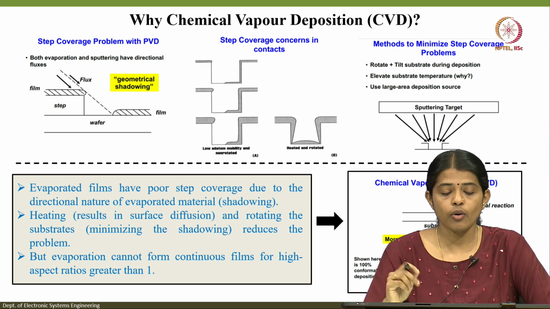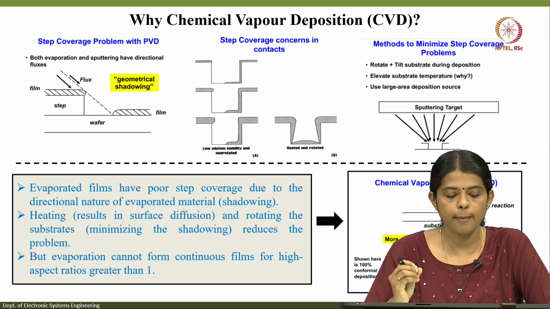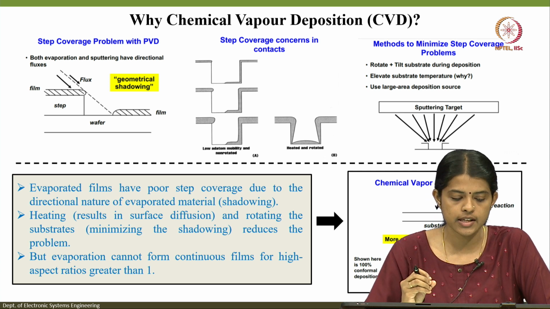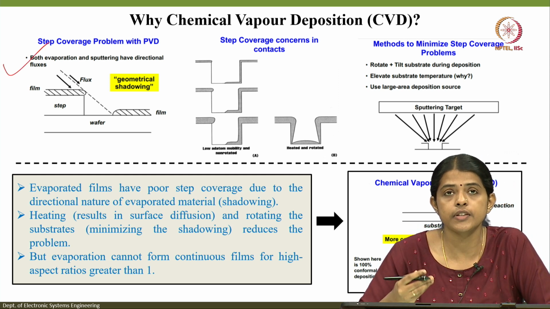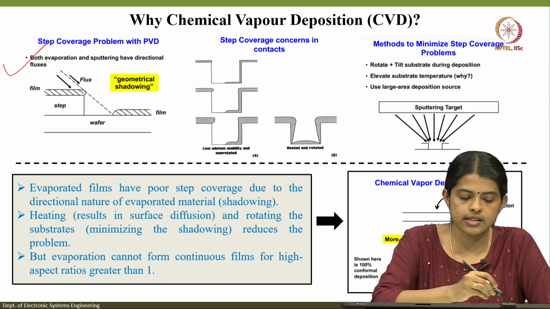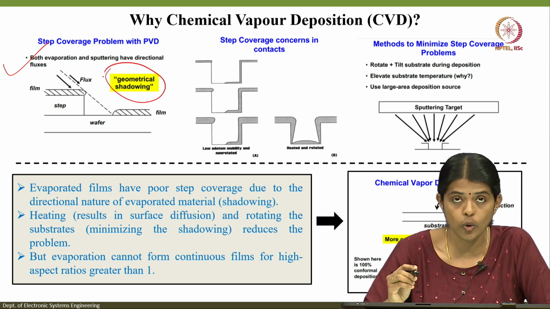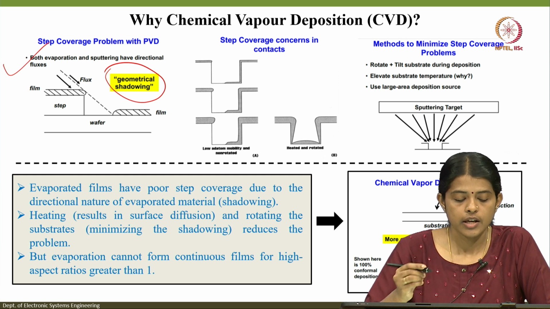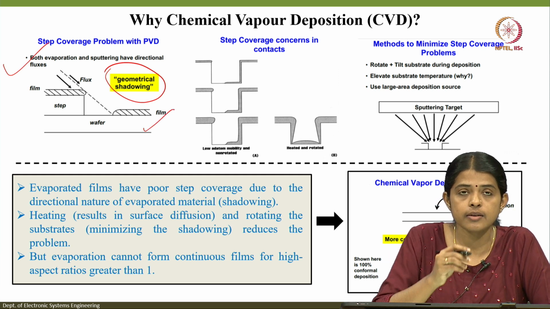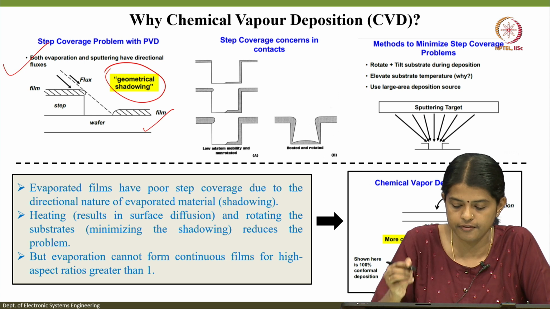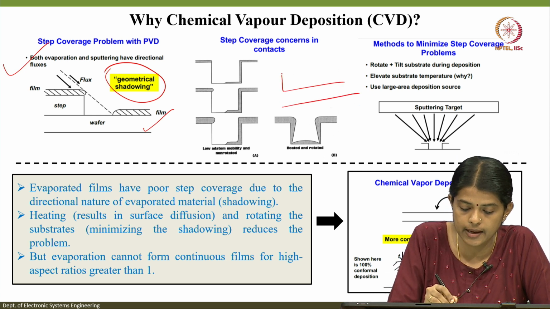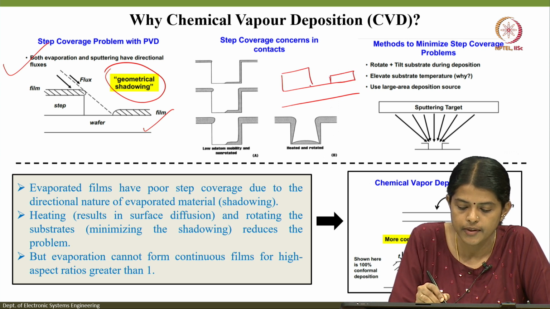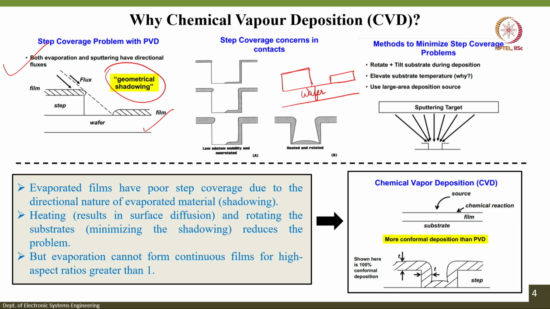So moving on to what is the need for chemical vapor deposition compared to various physical vapor deposition techniques. The first figure shows the main problem encountered with physical vapor deposition, which is known as geometrical shadowing. For example, you have your wafer with a step-like profile already present on it, and you are planning to realize a thin film of material above this step-like profile.